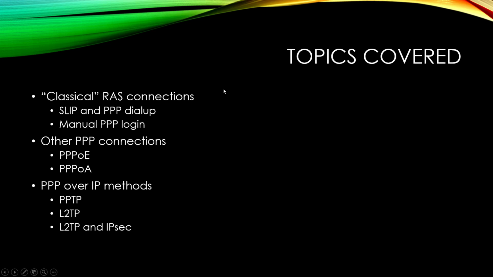We're going to talk about how remote access connections were done back in the day with SLIP and PPP, and we're going to look also at some other forms of PPP connections, and of course we're going to talk about what SLIP and PPP actually are, and we're going to look at these PPP over IP methods, which, while these may seem foreign to you now, by the end of this video you will understand are the fundamental backbone of the enterprise VPN network configuration techniques that we use today.